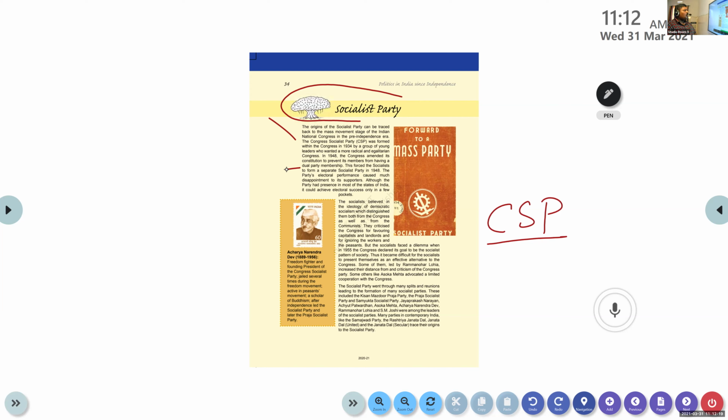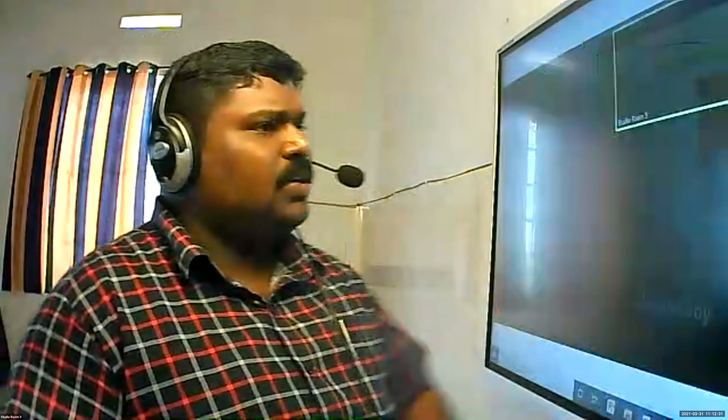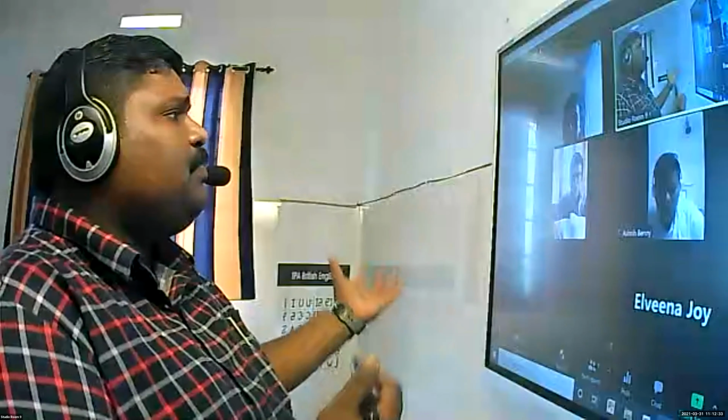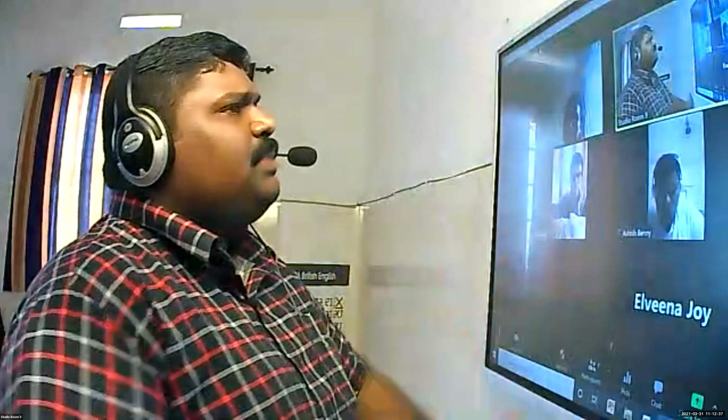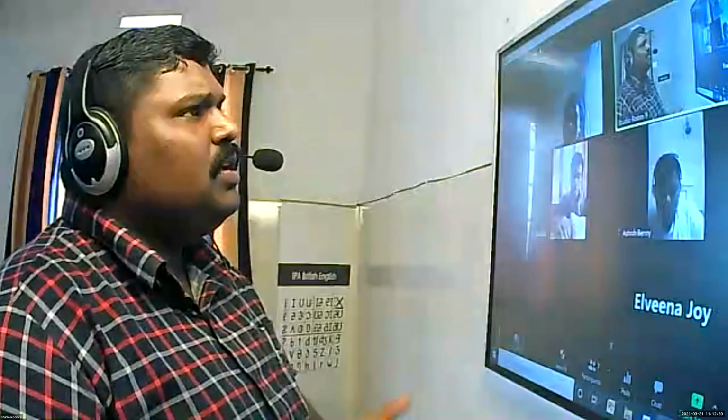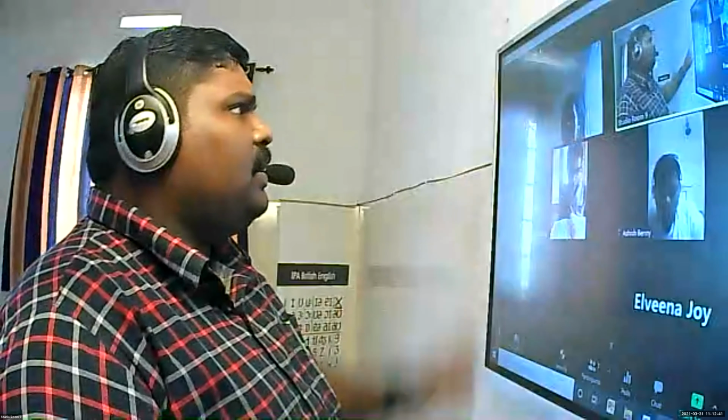So Congress made a resolution. What is that? They prevent its members from getting membership in other parties, or dual party membership. Presently it is not possible, right? We cannot take membership in CPM and the Congress Party together. We cannot have membership in BJP and the CPM together, right? Impossible. So we can take membership only in one party.